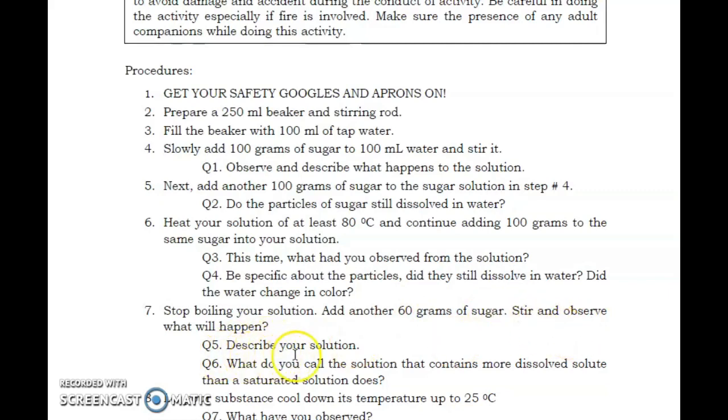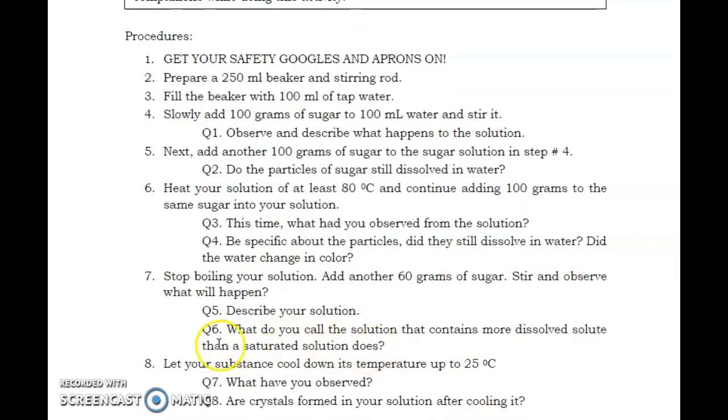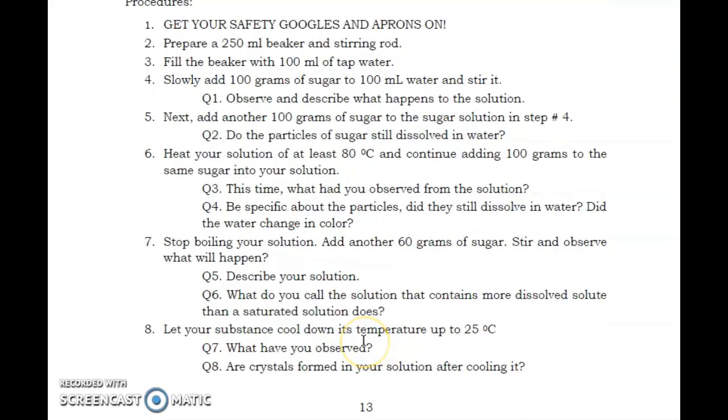Then question 5, describe your solution. Question 6. What do you call a solution that contains more dissolved solute than a saturated solution does? So basically, it's in the title of our lesson. That's a clue. And for step 8, let your substance cool down to a temperature of up to 25 degrees Celsius.